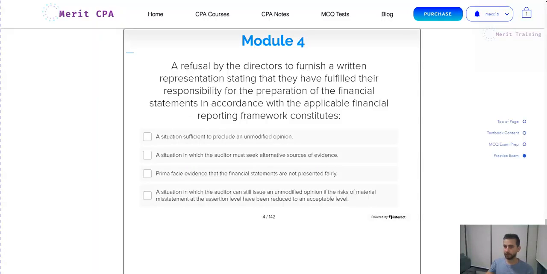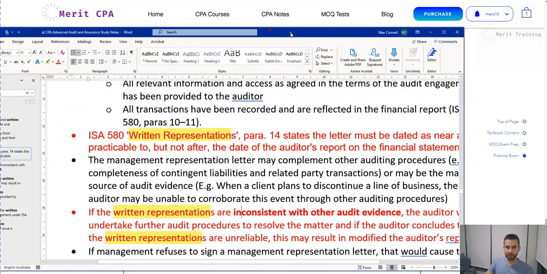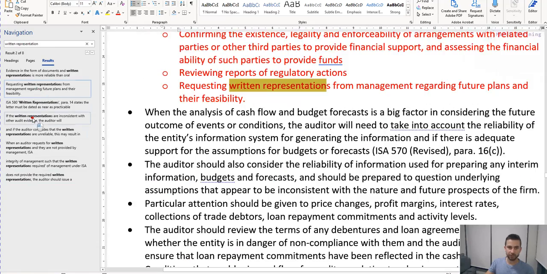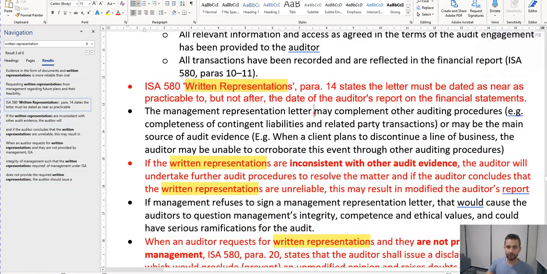So what I'm going to do is a Control F in the notes for written representation, because that's the key point there, because we want to know what happens when the directors don't provide written representation. I've done a Control F in the notes. It's come up with a few different options here. Not many, 1, 2, 3, 4, 5, 6, 7, 8. So I basically took one here, went to ISA 580 written representation, but really you can choose any of them. They're all pretty close to each other.